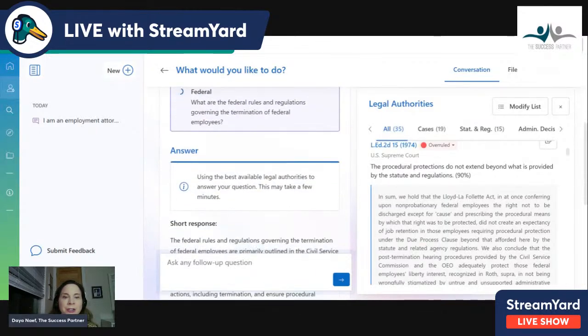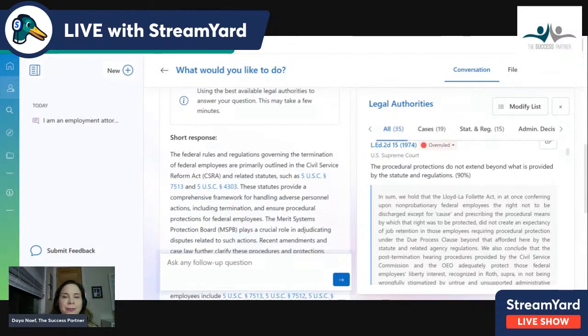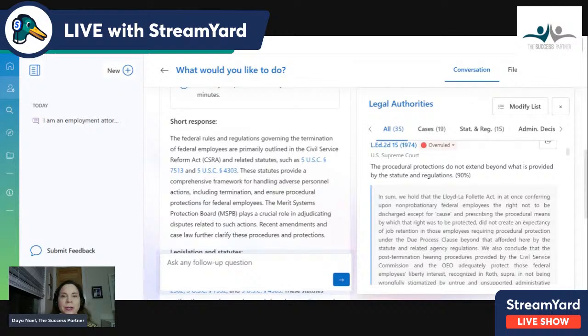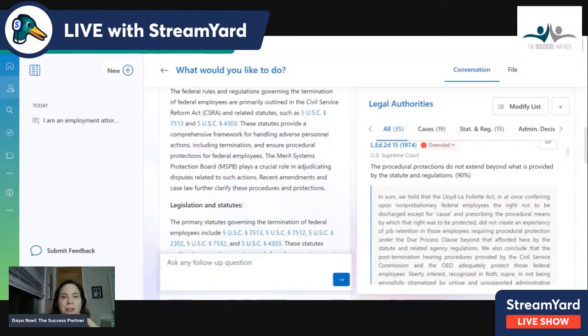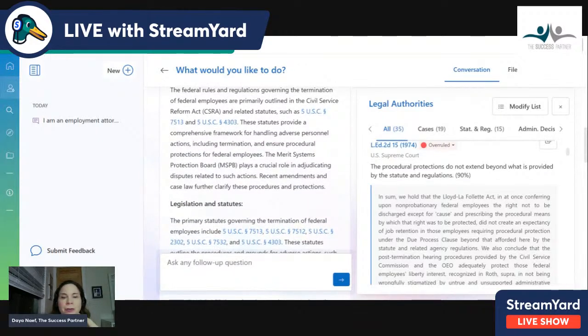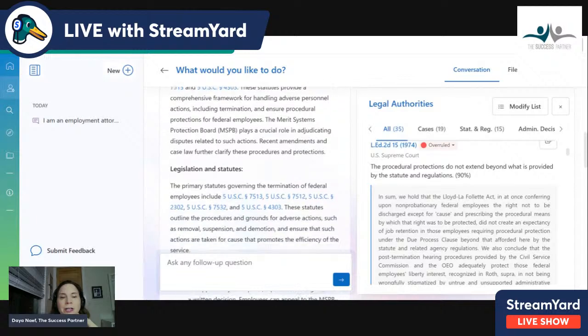All right, so it's actually given me an answer. Lots and lots of citations in a short response. So the federal rules and regulations governing termination of federal employees are outlined in the Civil Service Reform Act, CSRA, and related statutes. These provide a comprehensive framework for handling adverse personnel actions, including termination, and ensure procedural protections for federal employees. The Merit Systems Protection Board plays a crucial role in adjudicating disputes arising from such actions.